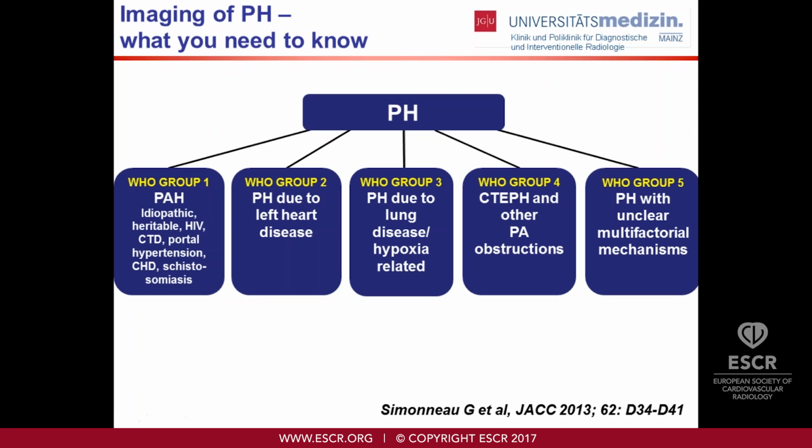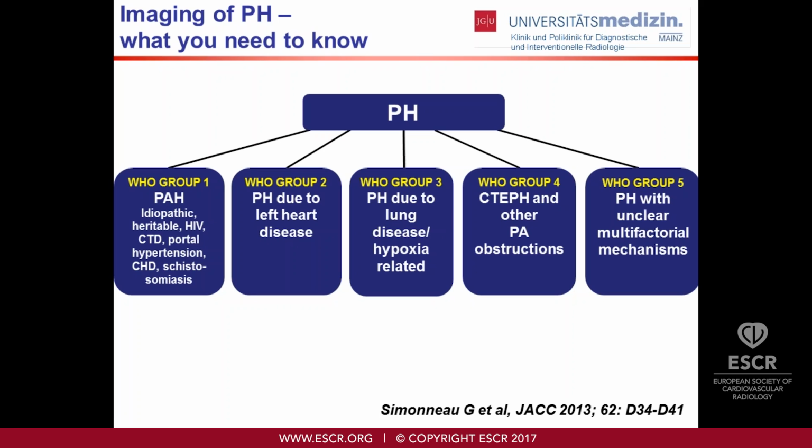For pulmonary hypertension, we can discriminate 5 disease groups, beginning with pulmonary arterial hypertension that might be idiopathic, heritable, HIV-related, CTD-related, that means connective tissue diseases, portal hypertension, congenital heart disease, and schistosomiasis.